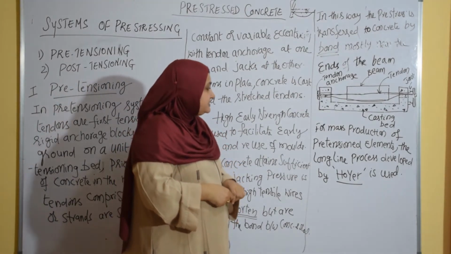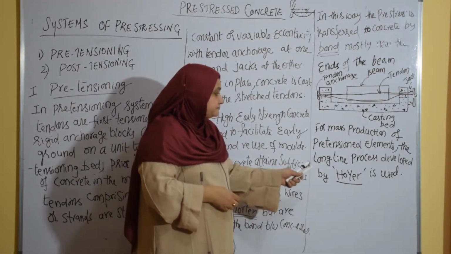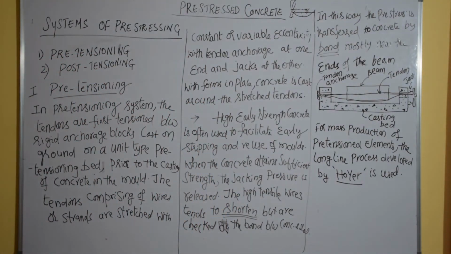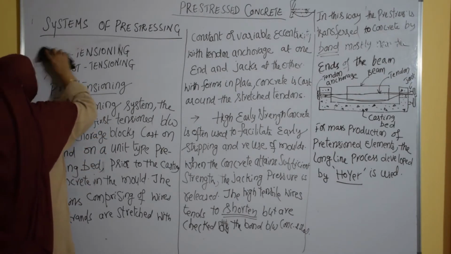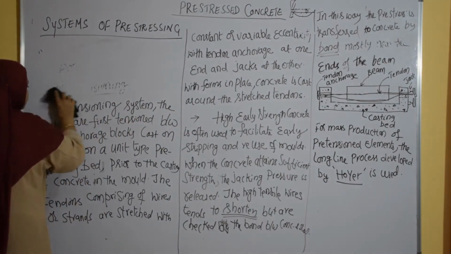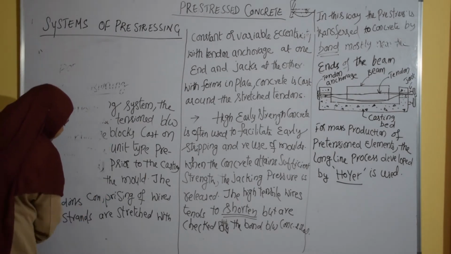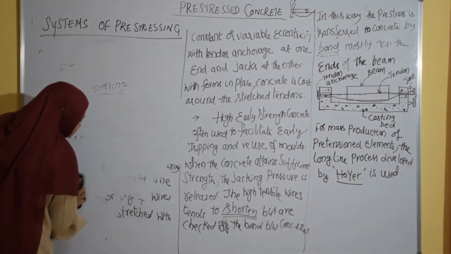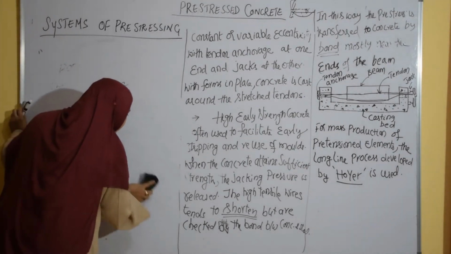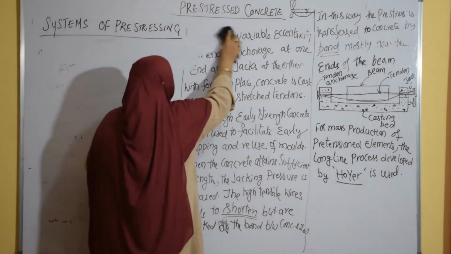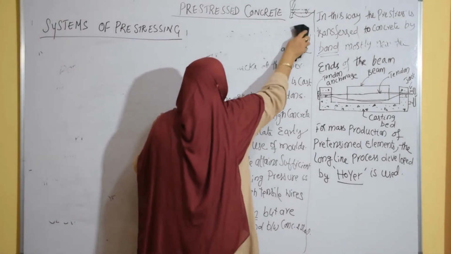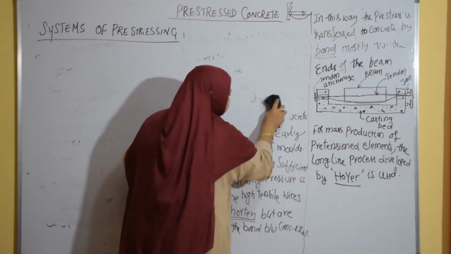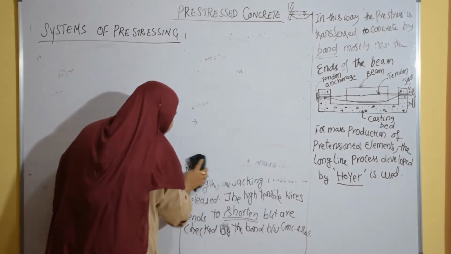Fine. So what is this? We will see it now. The long line process developed by Hoyer. It is almost the same as what I have said. I discussed a unit bed. Instead of a unit bed, we will have a series of beds, a series of molds. I'll draw the figure and show you. The methodology is the same because this is pre-tensioning only. The only thing is that we are going for mass production of pre-tensioned elements.